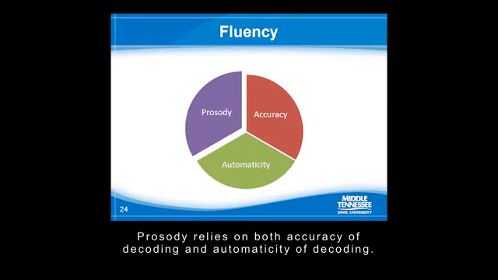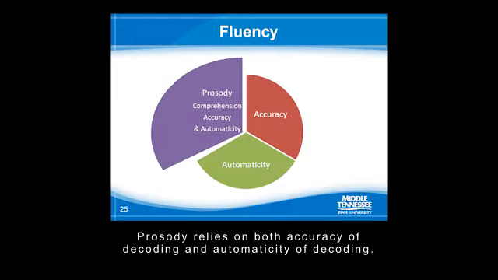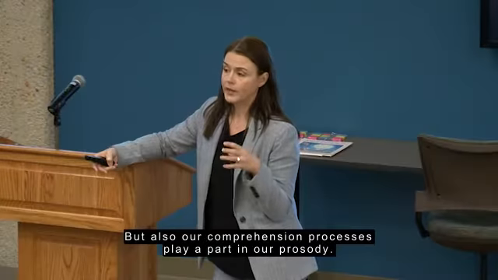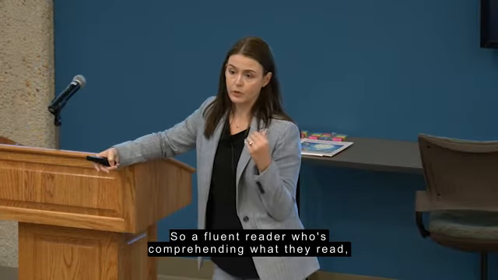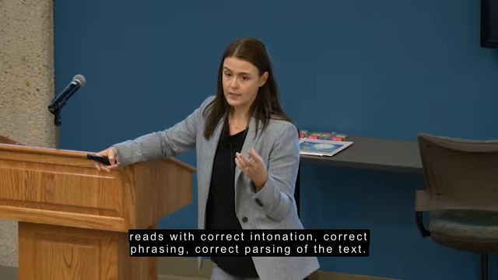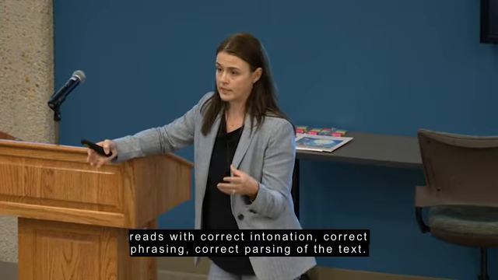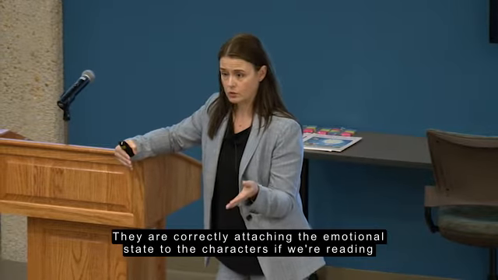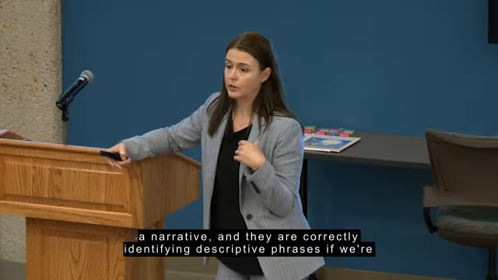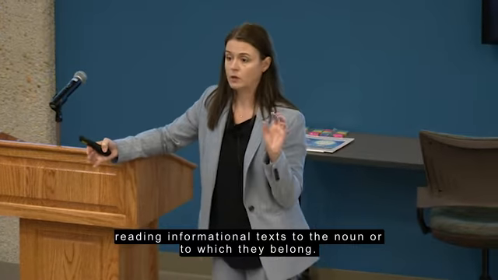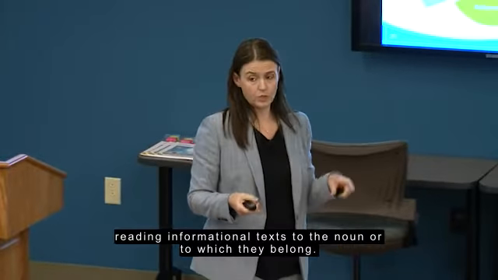Prosody relies on both accuracy of decoding and automaticity of decoding, but also our comprehension processes play a part in our prosody. So a fluent reader who's comprehending what they read, reads with correct intonation, correct phrasing, correct parsing of the text. They're correctly attaching the emotional state to the characters if we're reading a narrative, and they're correctly identifying descriptive phrases to the noun to which they belong if we're reading informational text.